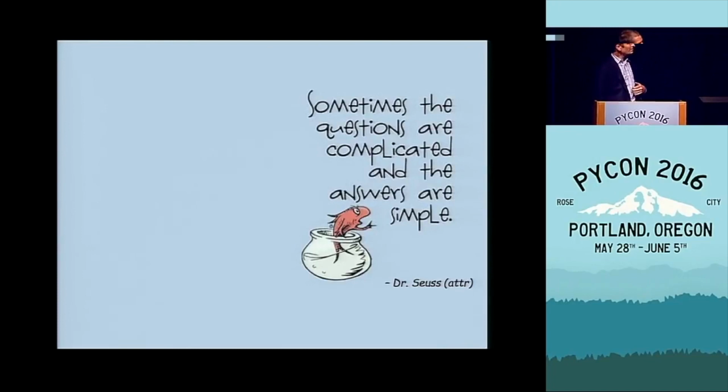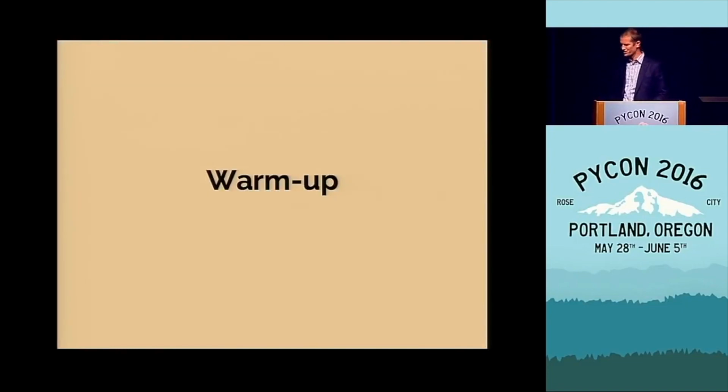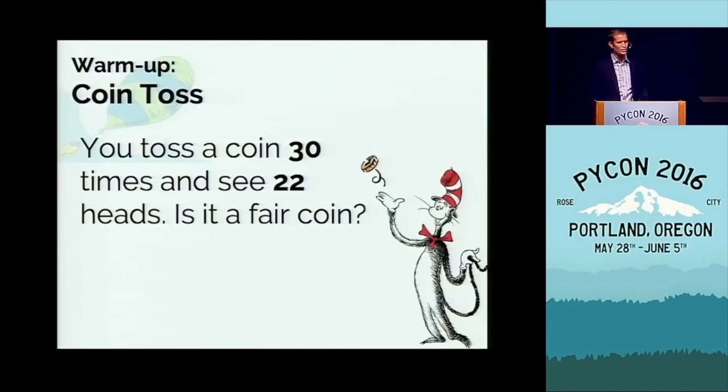So as with any statistics talk or lecture or course, we always like to start with a warm-up. And the warm-up usually involves flipping a coin because it's something that we can all wrap our minds around. So let's think about flipping a coin. Let's say you toss a coin 30 times and you see that it lands heads 22 times. And the question you want to answer is, is this a fair coin?